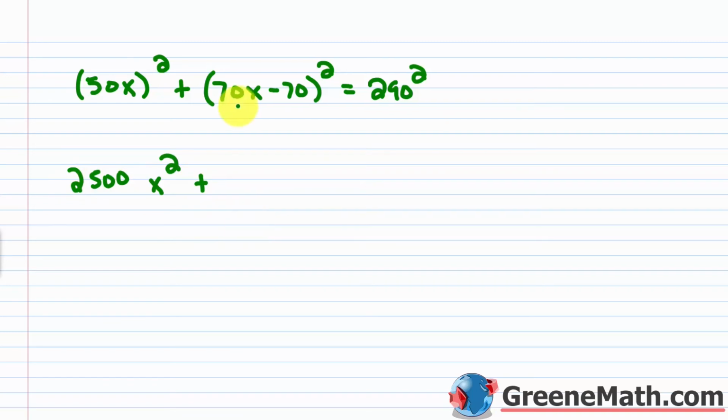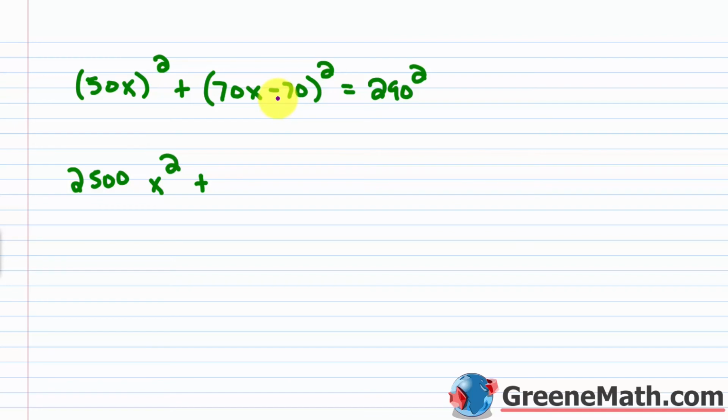Now, don't make the mistake of doing this. A lot of students, again, I've said this throughout the course, they say this is 70x squared minus 70 squared. Okay, that is wrong. Don't do that. Remember, if you have something in here with addition or subtraction, you've got to expand it. Remember our special products formula.